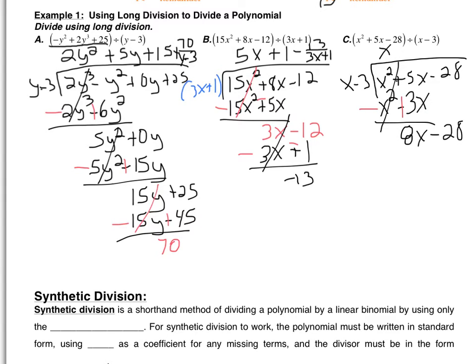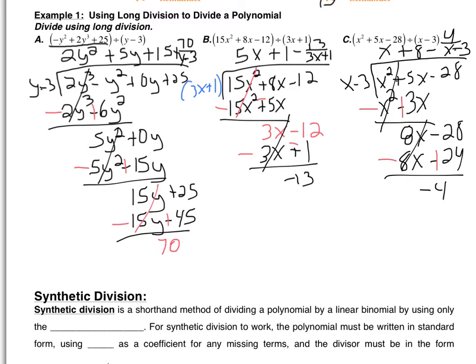How many times does x go into 8x? It goes in 8 times. So 8 times x is 8x. 8 times negative 3 is negative 24. And then again, we have to subtract, so we change the signs. 8x minus 8x is 0. Negative 28 plus 24 is negative 4. So this is minus 4 over x minus 3.